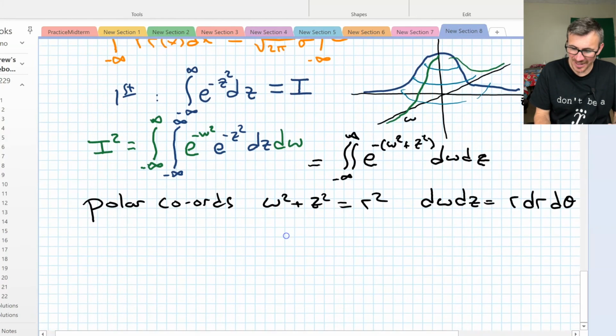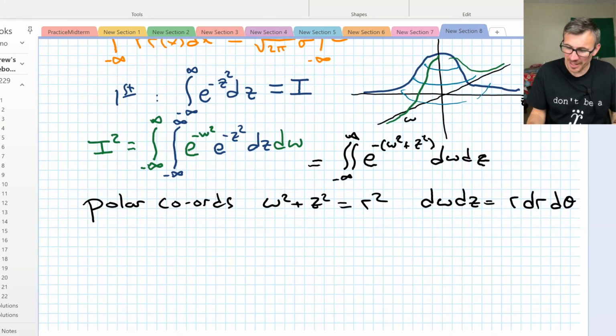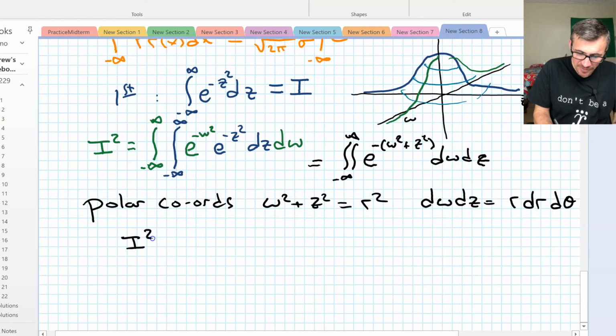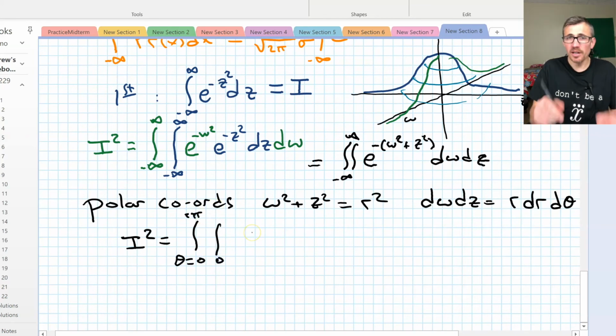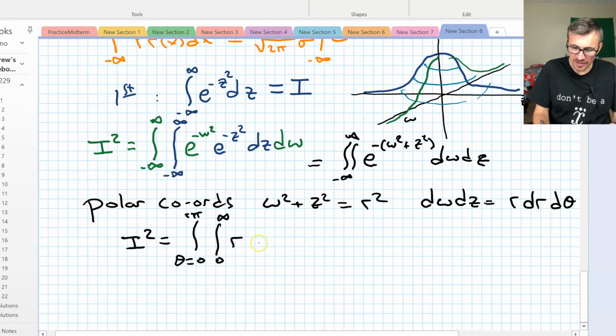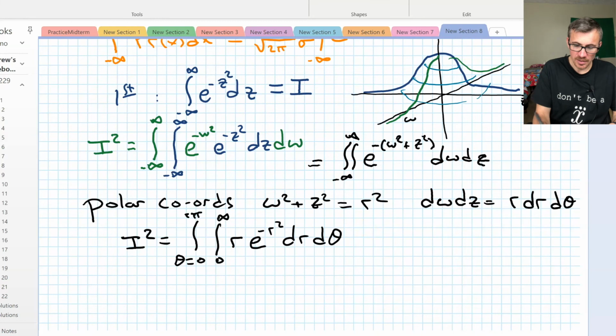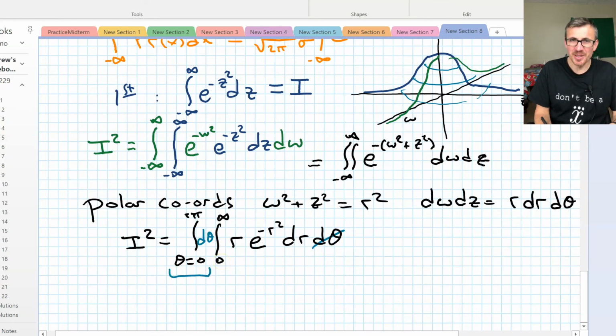So let's continue writing this simplification. Believe me, it is a simplification. So I squared is equal to, we're going to go from theta equals 0 to 2 pi, all angles. And what should we include for r? Well, we're going from 0 radius all the way out to infinity of this integral here. So we're going to get r from our r dr d theta times e to the minus r squared dr d theta. Okay? Since there's no theta dependence, let's just pull that theta out of there. Now, even a simpleton like me can integrate this one.